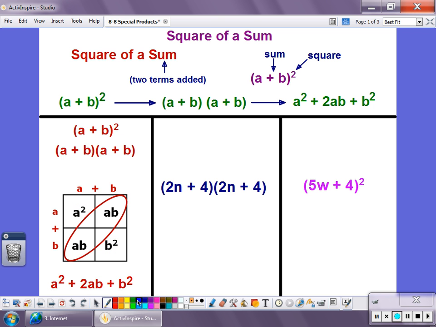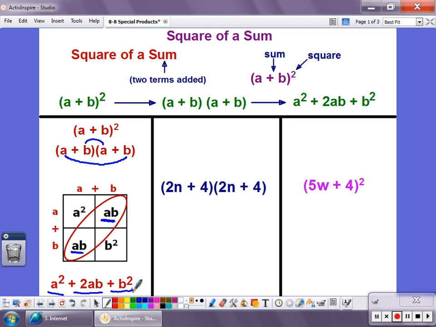But the other thing you need to notice is there's a middle term. The middle term is made up of these two terms, a times b and b times a, which is essentially a times b twice. And that's why our special product formula is a squared plus 2ab plus b squared.